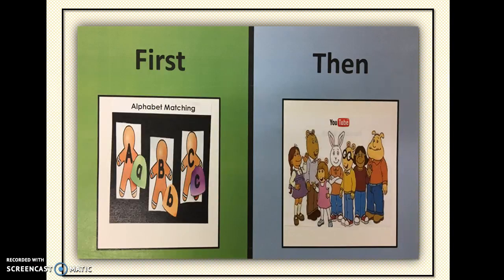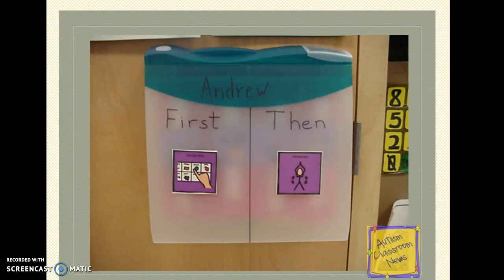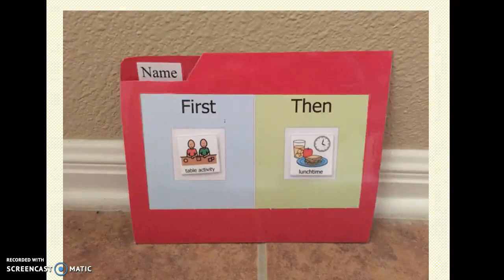Here's a few more examples. As you can see in this one, first we're going to do the alphabet matching, then you get to watch Arnold, your preferred YouTube video. Here's another example, and this one actually has a folder. It's a mounted binder to display and store the icons, and it's just showing a sequence of what's going to happen first and what's going to happen then.